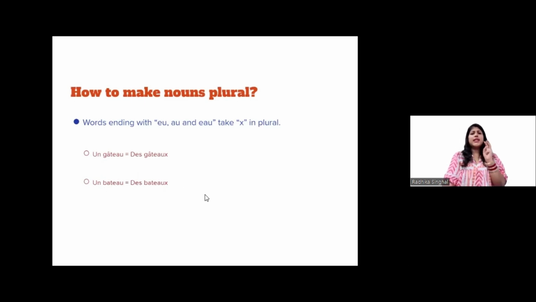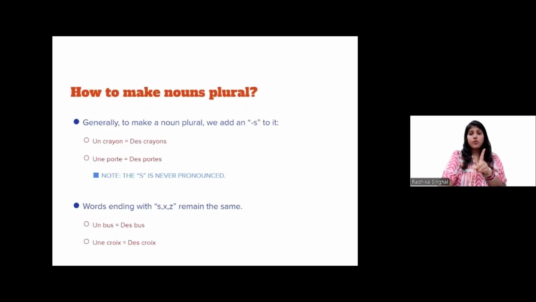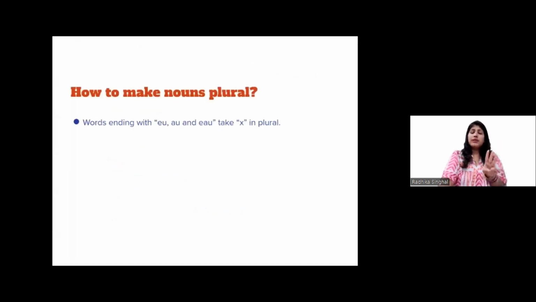Okay. So these are 3 rules that you have to remember. Rule number 1 was by adding an S, you make things plural. Rule number 2, in case the nouns end with S, X or Z already, you do not change them in plural. And rule number 3, if the noun ends with a U, you put an X in plural.